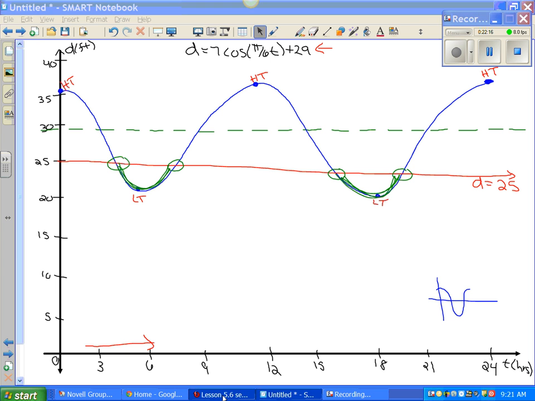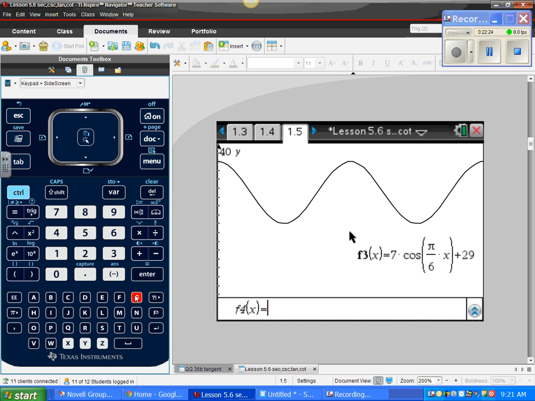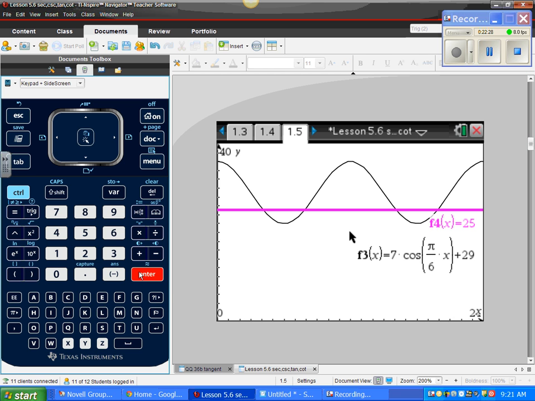Okay? So, on your calculator, graph in the line of d equals 25. So Control G brings back up my function bar. 25, enter. So again, I'm looking for what? The points of intersection. So go ahead and find me my points of intersection. How do I do it?